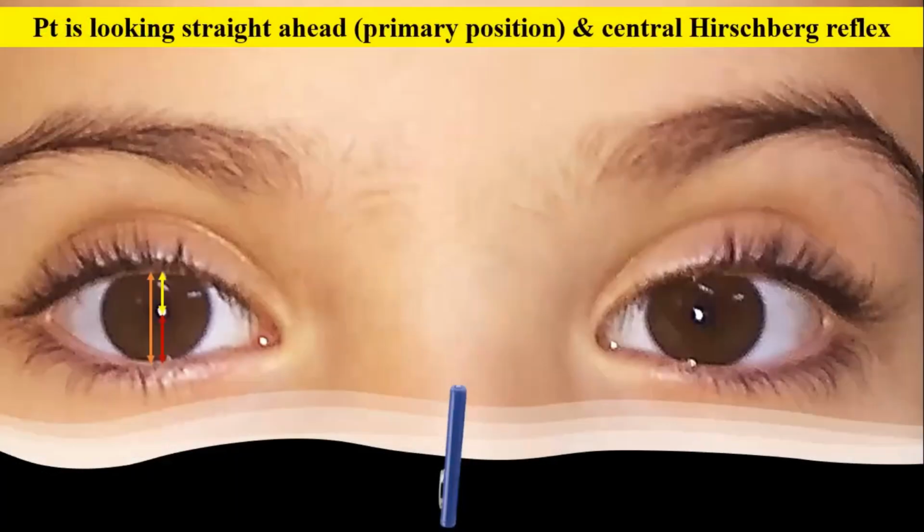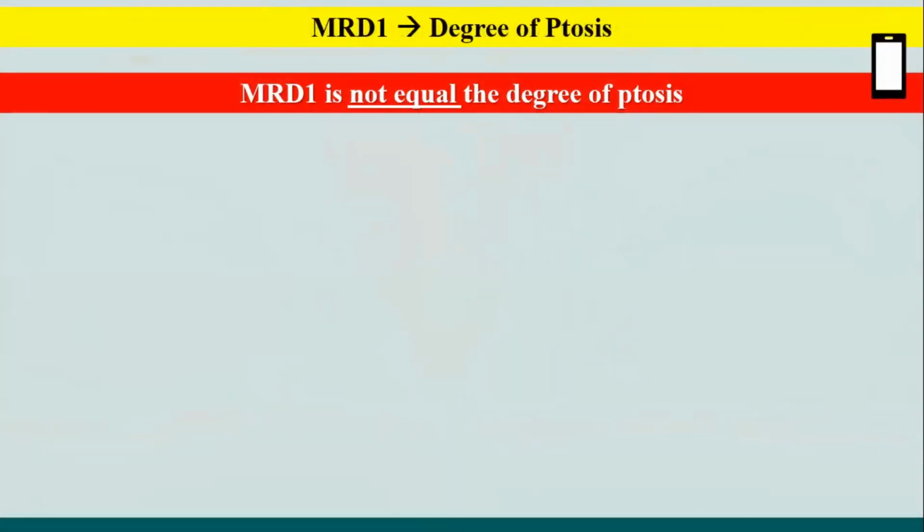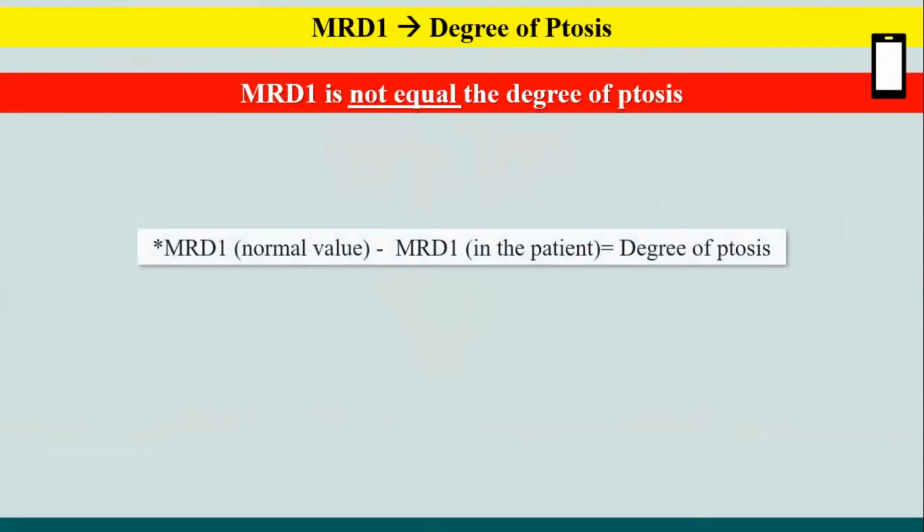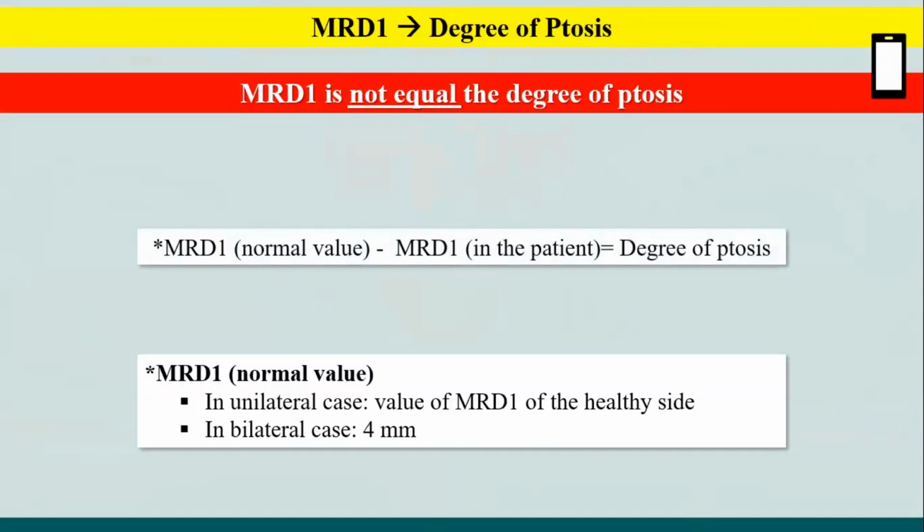Be careful that all the measurements of MRD1, MRD2 and vertical palpebral fissure should be in the primary position, provided that we have a central Hirschberg reflex. And we mentioned that MRD1 doesn't equal the degree of ptosis. In order to estimate the degree of ptosis, we subtract the margin reflex distance in the patient from the normal value, and we said that for simplicity, we consider the normal value to be 4 millimeters.